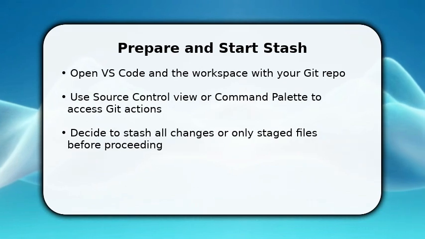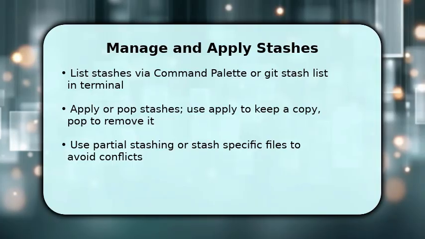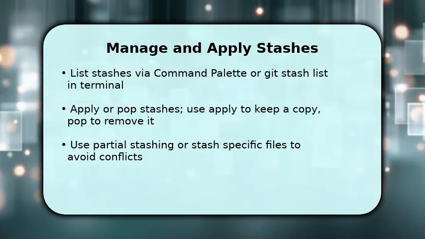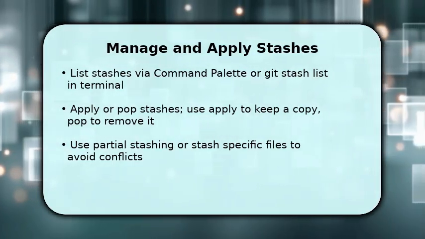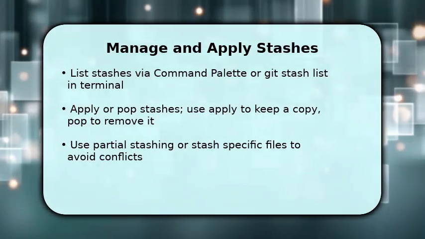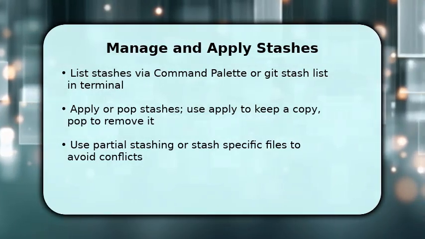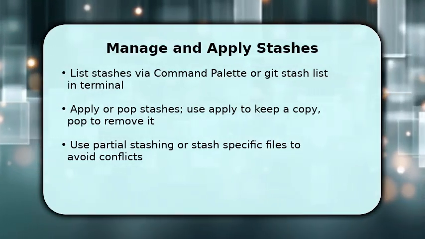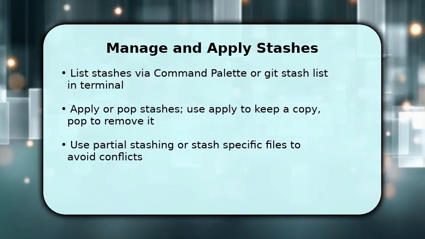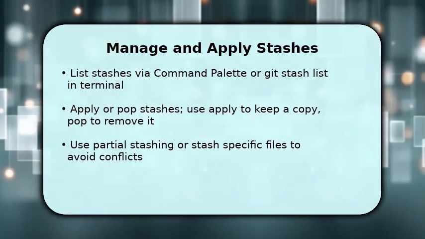Now that a stash exists, inspect it using git stash list to see its identifier, or view entries in the source control and GitLens if installed. To restore work, use git stash apply ID when you want to keep the stash, or git stash pop ID to reapply and remove it. If you only need specific files, create a stash with path specs or use git checkout patch from the stash. These options let you control merge risk and selectively recover changes.